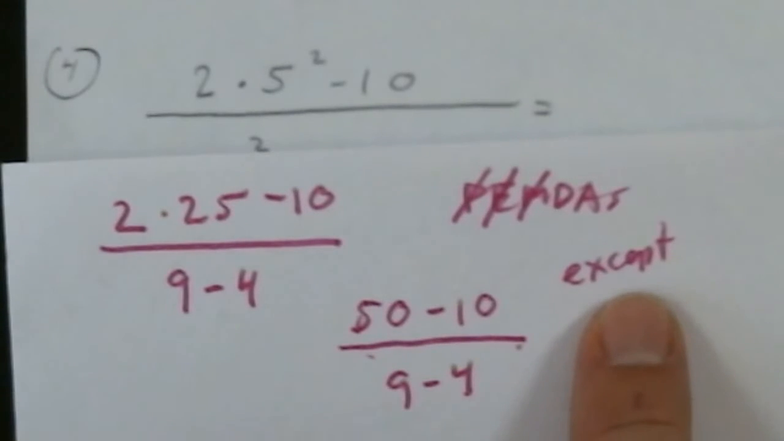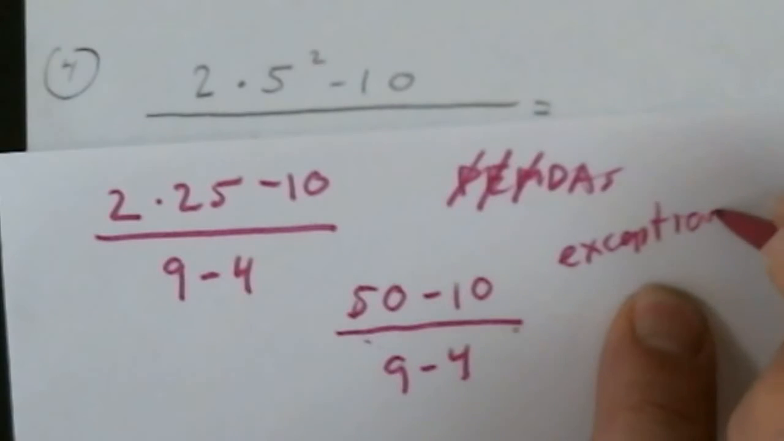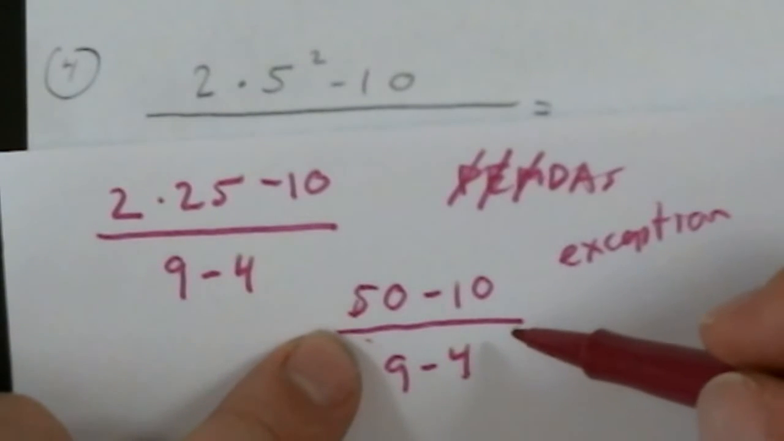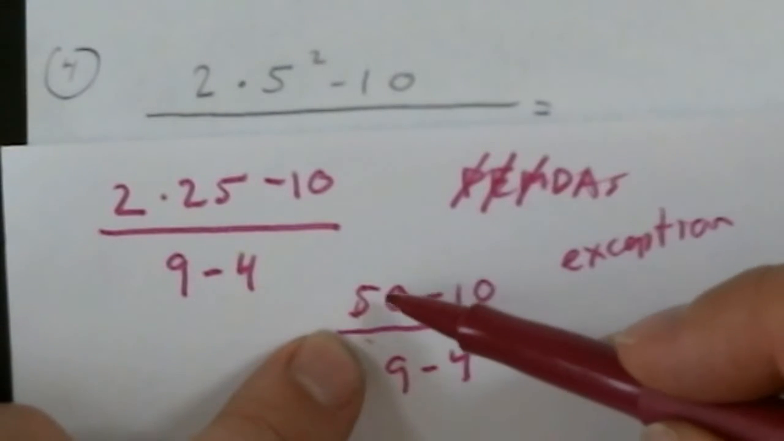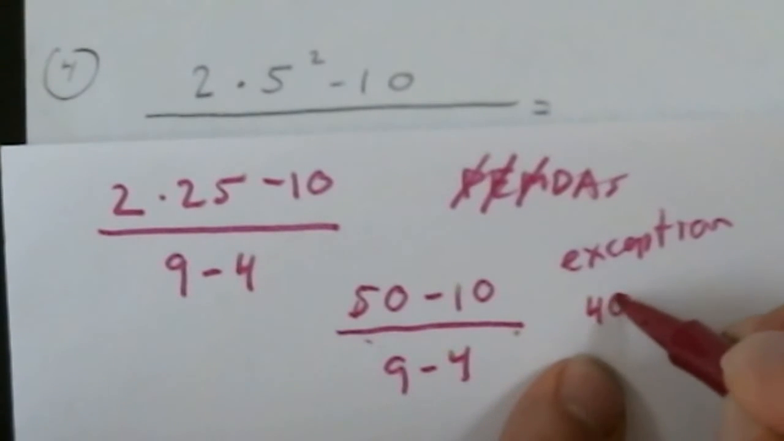So we're making an exception on this one. And what we want to do is, when we make an exception, we can go ahead and divide this, but to make it easier on us, sometimes we're going to have to do this. So what is 50 minus 10? 50 minus 10 is 40.